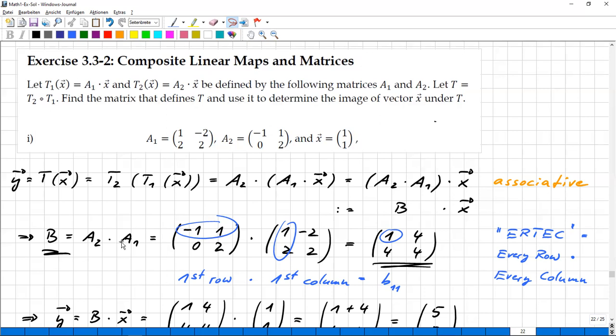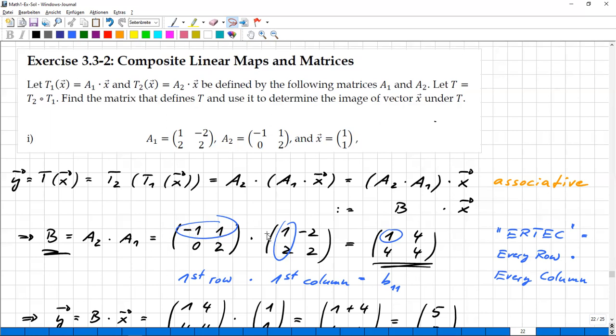So this is what I do. I multiply these two matrices just by the same principle, which I called ERTEC, every row times every column, okay? So I start, as always, with first row, first column, and this is -1 times 1 plus 1 times 2. So -1 plus 2, which is 1. This is my element 1,1, and so it goes on, okay?